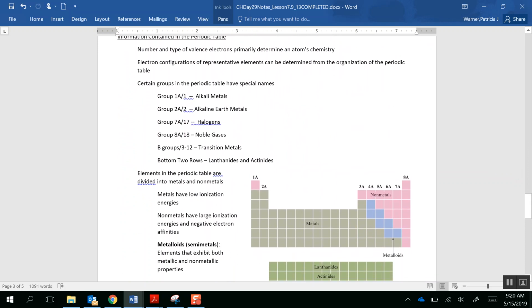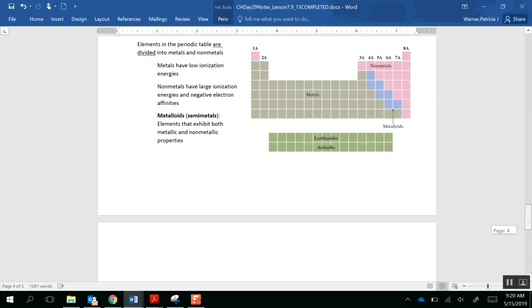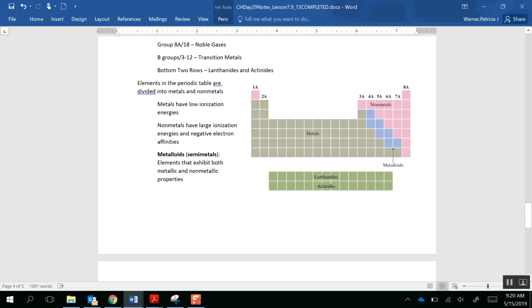All right, let's finish up with some other information on the periodic table. There's the group names. Group 1 are your alkali metals, 2 alkaline earth metals. Move over to the right side of the periodic table. 7A are your halogens, 8A your noble gases. Your B groups are your transition metals, your bottom 2 rows, the top row your lanthanides, the bottom row your actinides. Another thing about the periodic table, there's a stair-step line over here that separates metals from nonmetals. On this particular one, the blue elements represent your metalloids, so they have properties of both metals and nonmetals.